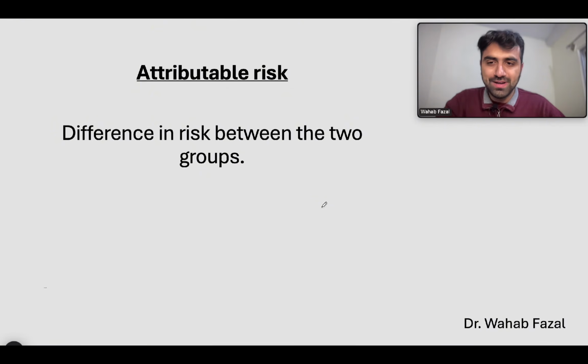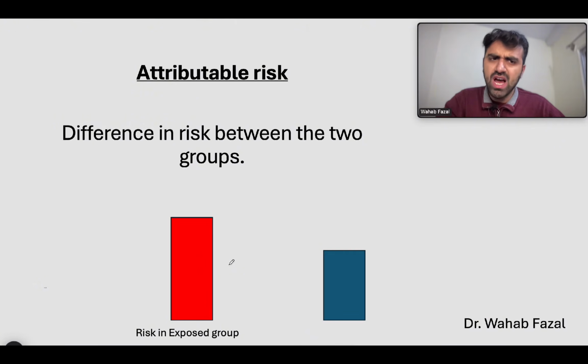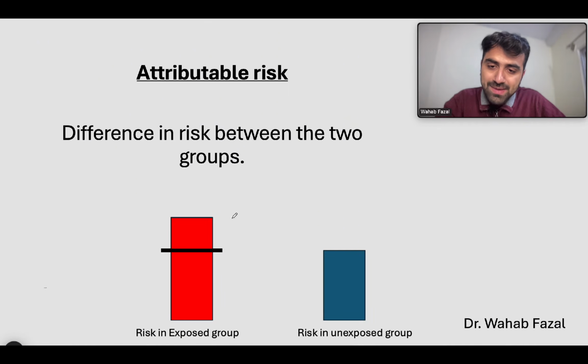Let's talk about attributable risk now. Same definition, again I've written this down: difference in risk between the two groups. Let's take this box to be a representative of the risk in the exposed group. This is the risk in the unexposed group. How about we talk about the difference between these two boxes? If we draw a line here, this added amount of risk, one can say, is due to this exposure.